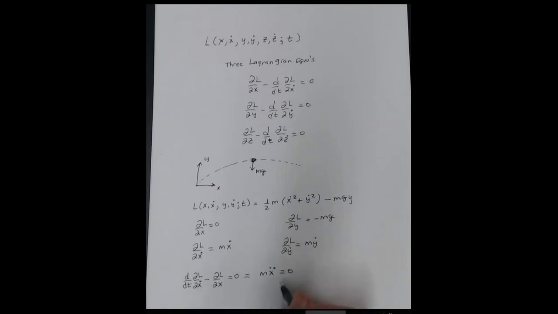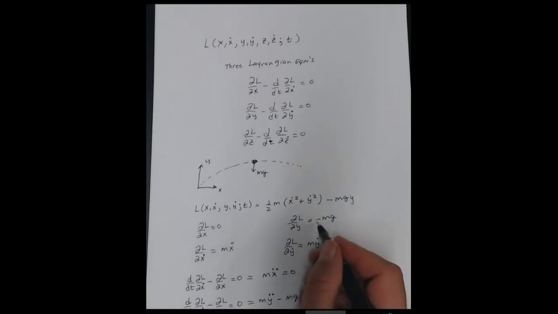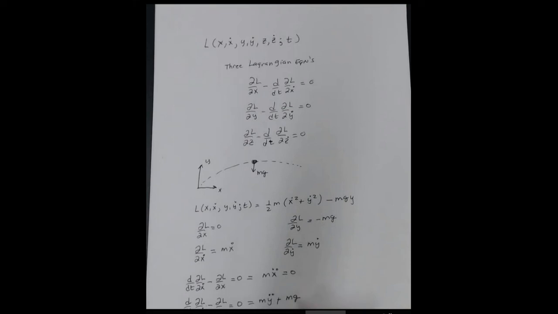So no acceleration in the x, and this really should have been, well, that's negative up there, so that makes that plus equals 0. So then I get y double dot equals negative g, acceleration in the y direction.